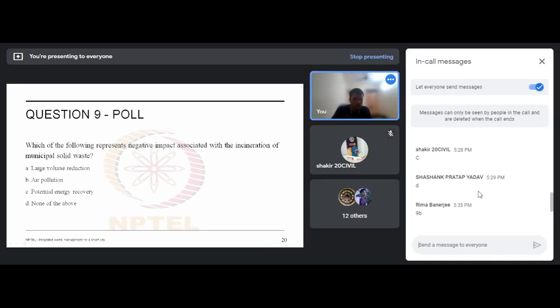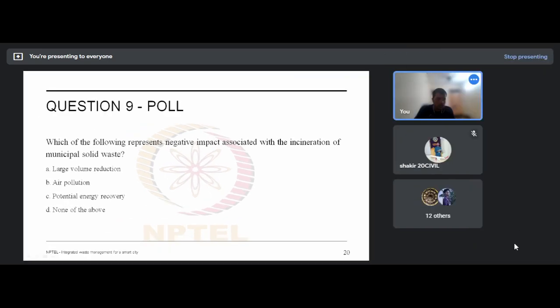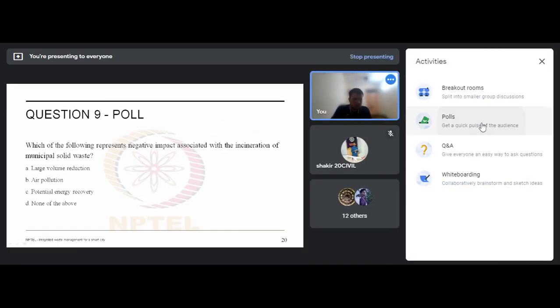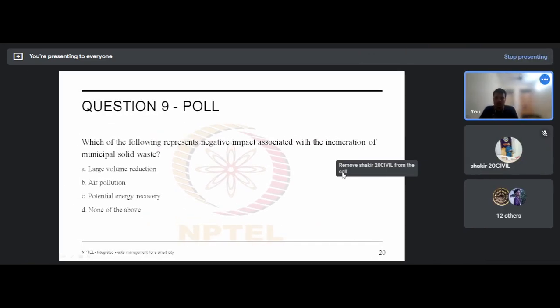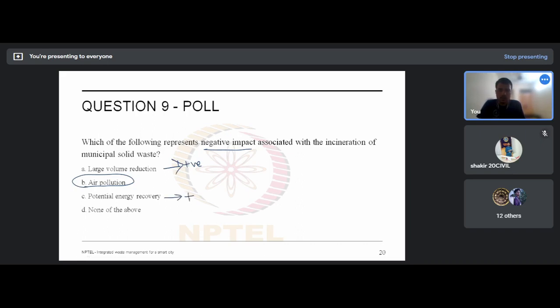We have a few people who are saying air pollution. We'll just check the polls and then we'll see the answer. I think everyone is saying the correct answer. It's air pollution. The negative impact associated with incineration is air pollution, option B. Large volume reduction happens, but that is a positive impact, not a negative one. Potential energy recovery is also a positive impact, but the negative impact would be air pollution.